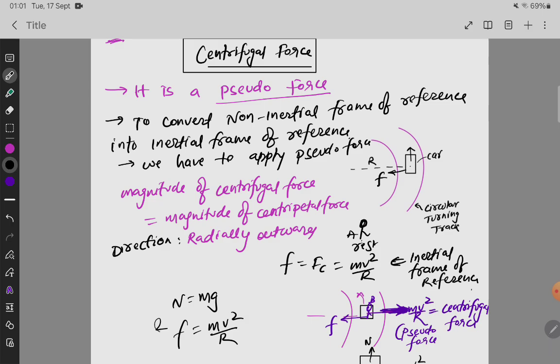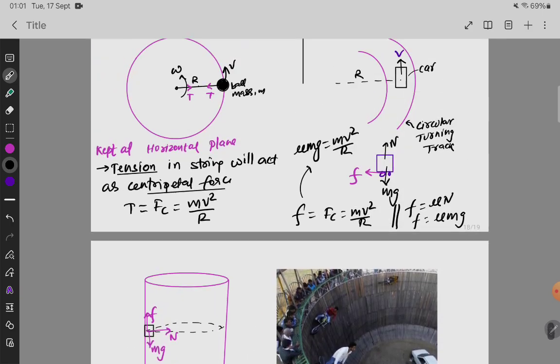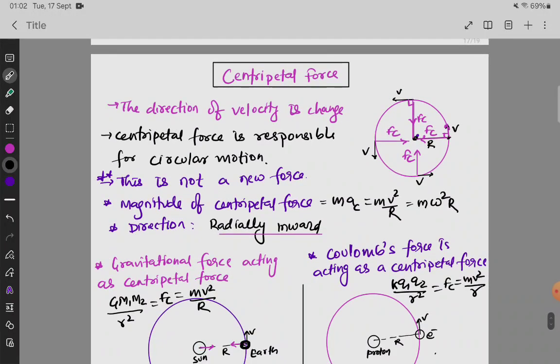So in the first case my observer was here at rest, that means I am in an inertial frame of reference. Now in the second case I am keeping my observer on this car itself. So in the second case my observer is in motion, so this is a non-inertial frame of reference. To make it an inertial frame of reference I have to apply one force, that's the pseudo force, mv square by r, and here I am drawing the free body diagram. With the help of this I am able to find the velocity, because this friction is nothing but mu into N, and N is nothing but mg, so mu mg, like this. So from here we can calculate velocity. I hope the concept of centripetal force and centrifugal force is clear. Okay, so thank you so much.